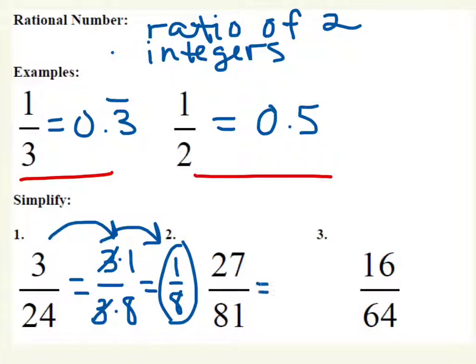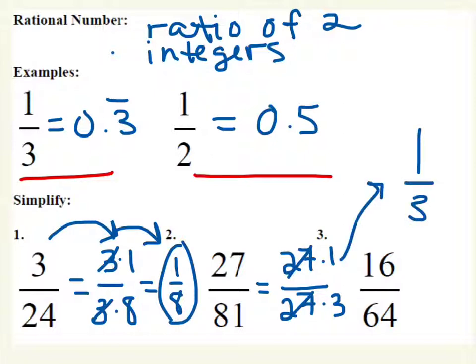Well, 27 can be expressed as 27 times 1, whereas 81 is the same thing as 27 times 3. Now, we should recognize that because we've recently been talking about powers of 3. So the 27s cancel, and we end up with 1/3. So 1/3 is my answer for number 2.